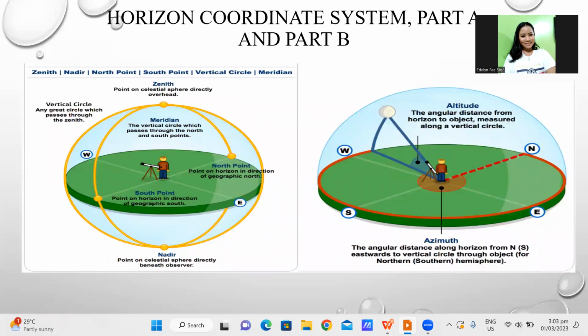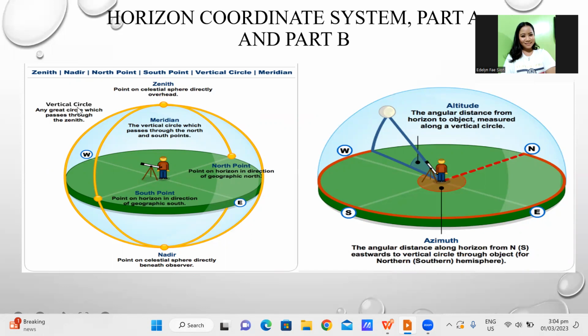So this is the horizon coordinate system, part A and part B. In this illustration, the horizon coordinate system is describing the location or the exact position of objects in the sky. So these are the terms and meanings. The zenith is the point on the celestial sphere directly overhead.